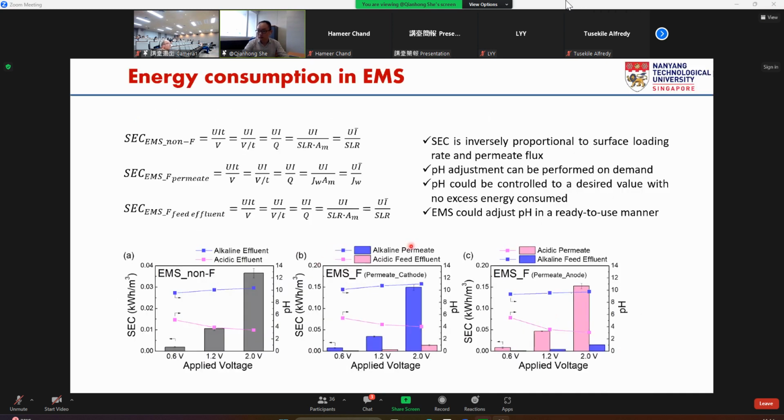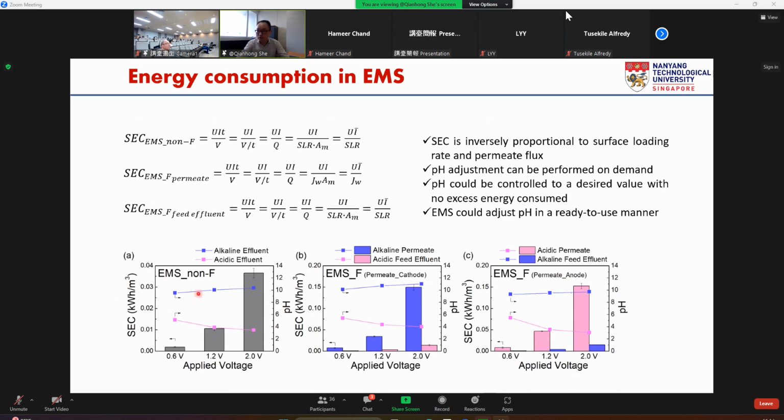Another factor we want to evaluate is the energy consumption. In this system, if we want to change the pH to above 10, for example on the cathode side, the applied voltage can be very low, only 0.6 volts. And the energy consumption will be very low, lower than 0.005 kilowatt hour per cubic meter.